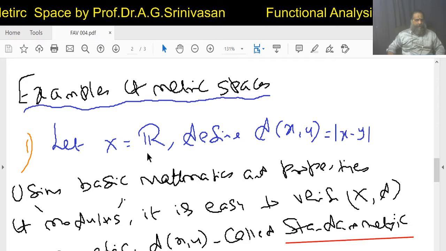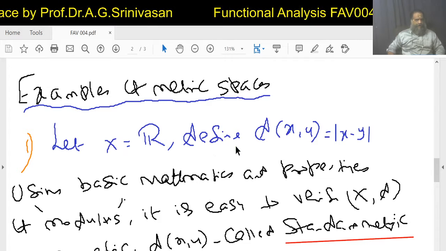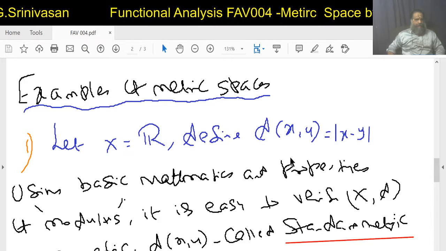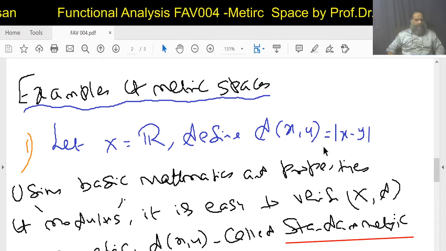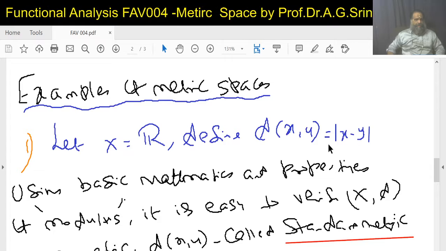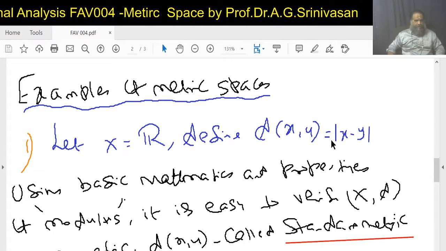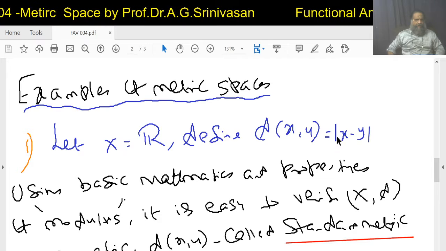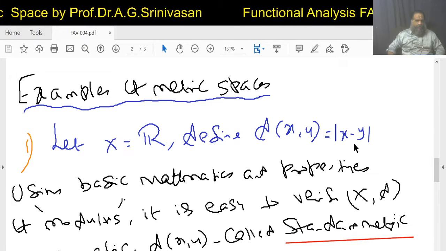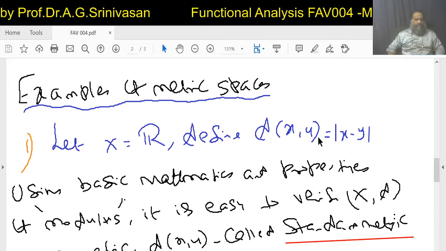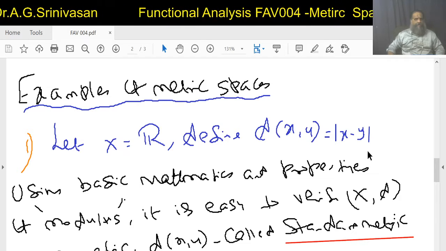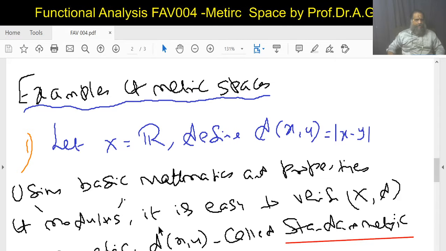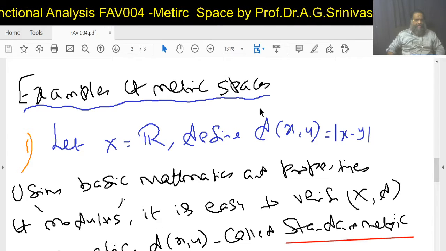We begin with X equal to R. First example: define d(x,y) as the modulus of x minus y. Now, showing the properties of the metric space is very obvious. First, it is non-negative, which can be checked with the modulus, and this is equal to 0 if and only if x minus y is equal to 0, therefore x is equal to y. And d(x,y) is the same as d(y,x) because of the modulus again.